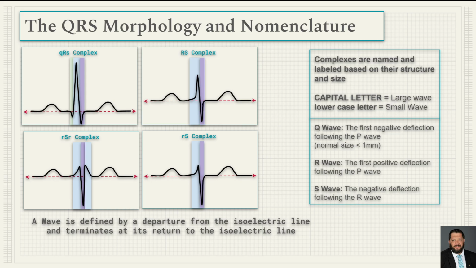As we can see, there can be great variability in the presentation of the QRS complex, but each of these still represent ventricular depolarization. While your P wave is your atrial depolarization, your QRS complex is a tracing of electricity through the ventricles as they depolarize.